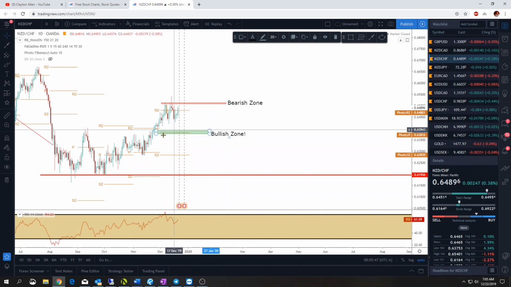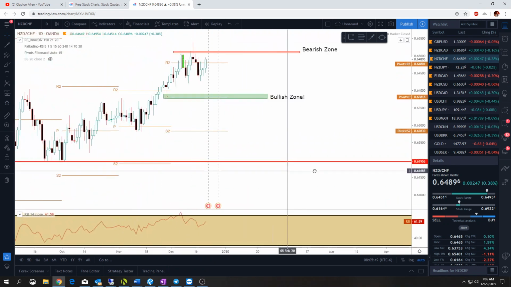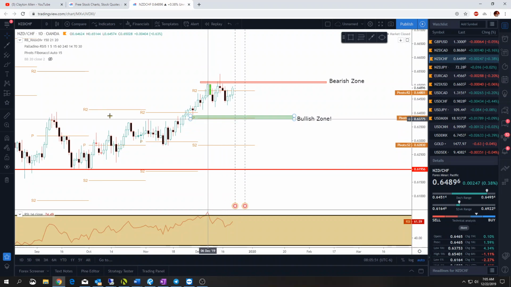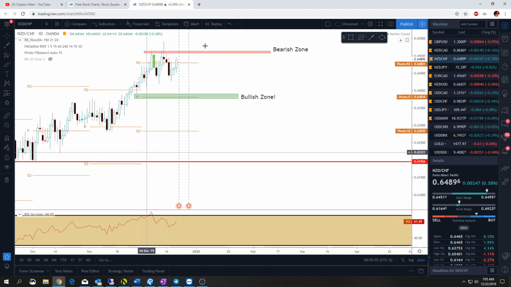But what I'm loving is this missed pivot. This missed pivot right here. And price has not come back down and touched this pivot. So I feel if price gets up here, we have a really good sell trade at the top of this consolidation zone. We might get a break back down towards this pivot this week.